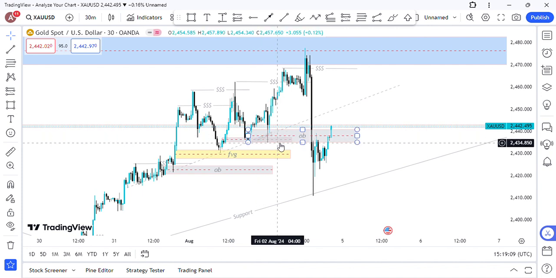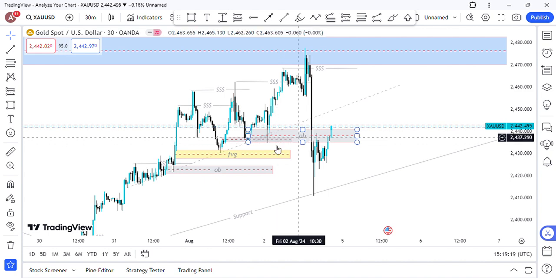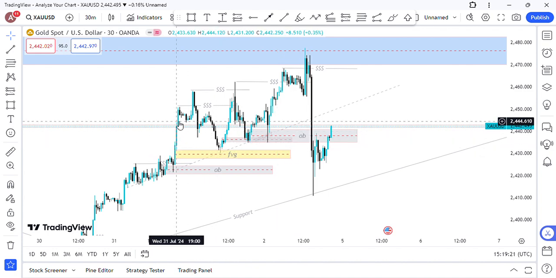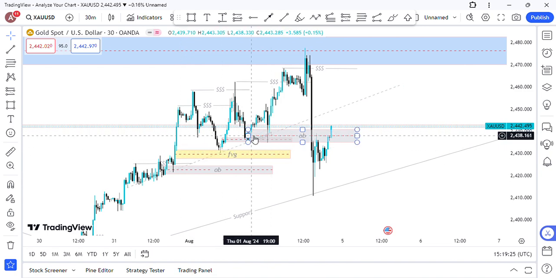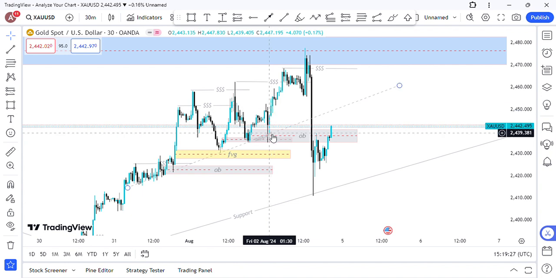So you see the confirmation. An order block that is far away from the support is not valid. An order block or a fair value gap that is far away from the support is not valid. Something like here. Not valid, not valid. This is valid. Okay. Now, there is another order block here. Market price came to the order block.